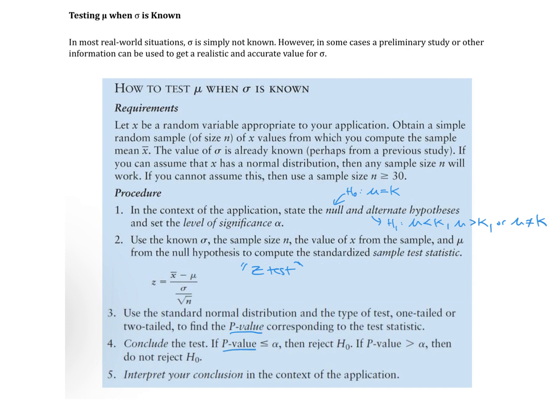If the p-value is less than or equal to alpha, you can reject the null hypothesis. That's saying you have enough evidence to conclude that the mean for the null hypothesis has changed or it's not accurate. But if the p-value is greater than alpha, then you cannot reject the null hypothesis. You don't have enough evidence to reject it. And remember that we never accept the null hypothesis. We either reject it or we fail to reject it if we don't have enough evidence to do so. And then we interpret the conclusion in the context of the application.